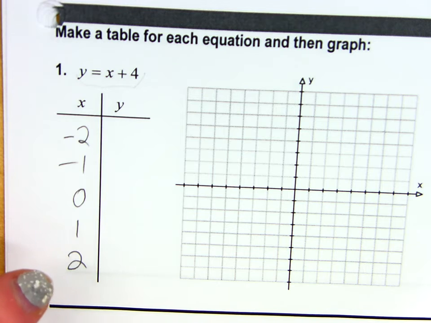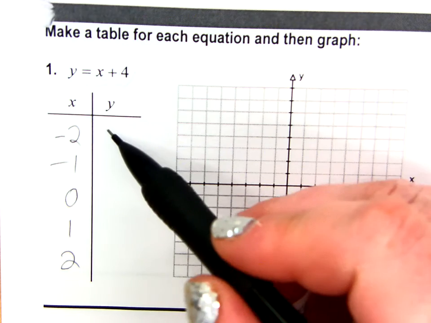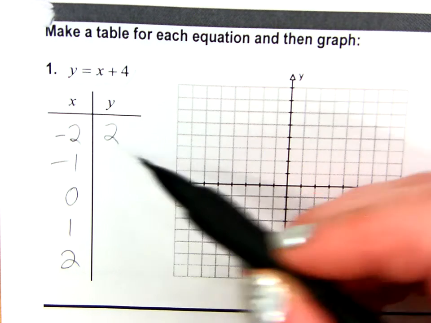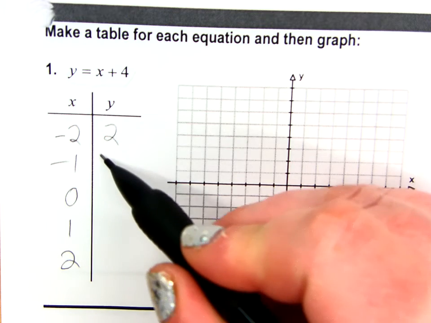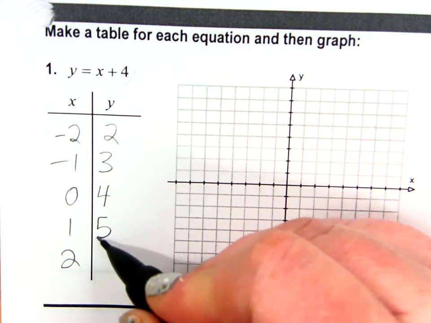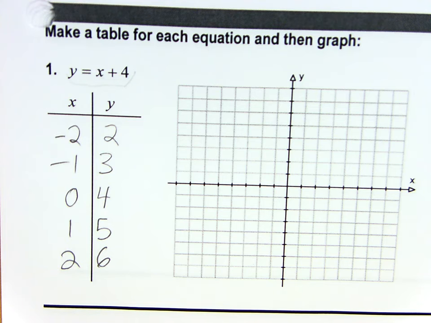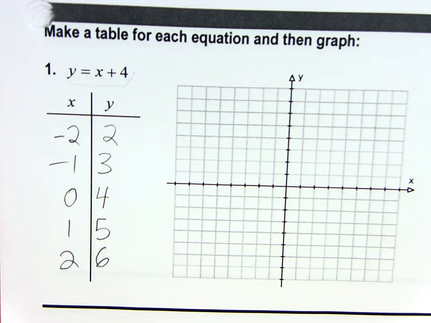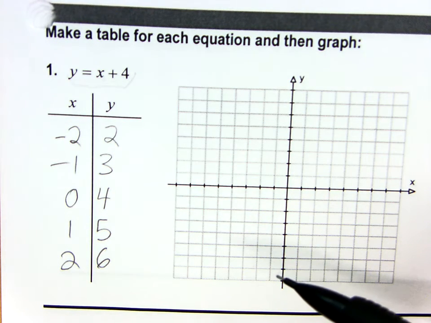So now, just like we did yesterday, we're going to take these numbers and plug them in and see what comes out. So, guys, when you plug in -2 for x, what comes out? 2. Everybody agree? Plug in -1, what comes out? 3. Plug in 0, you get 4. 1, you get 5. And 2, you get 6, perfect. Does everybody agree? Everybody sees where those numbers are coming from? And now I have 5 ordered pairs that I can go ahead and graph.